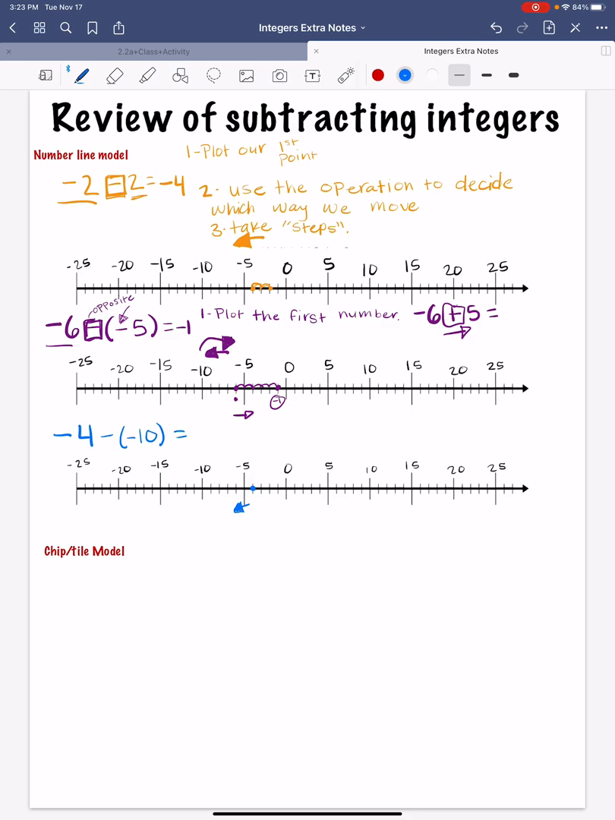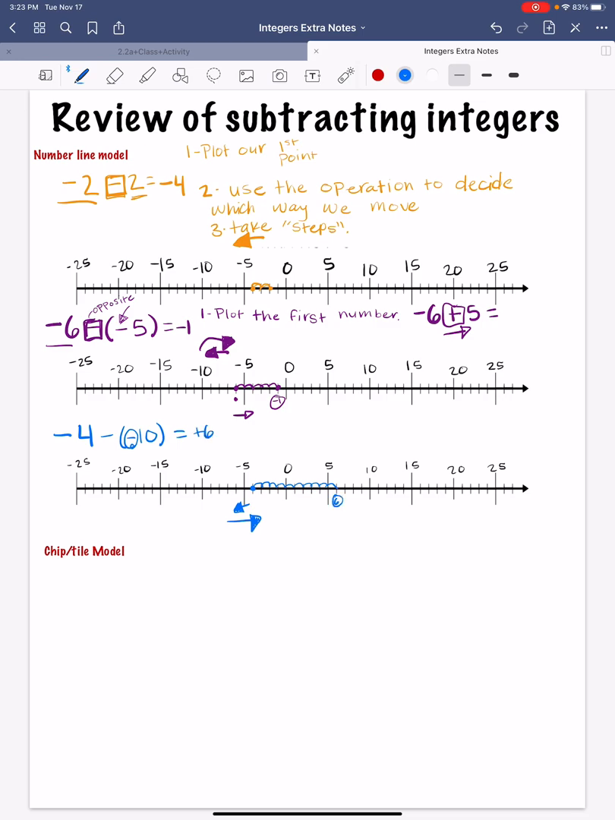But then there's another negative sign right here. He says, hey, turn back around. So we turn back around and we take 10 steps. 1, 2, 3, 4, 5, 6, 7, 8, 9, 10. We took 10 steps, and that put us at positive 6.